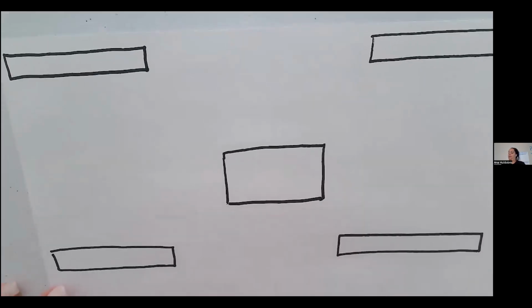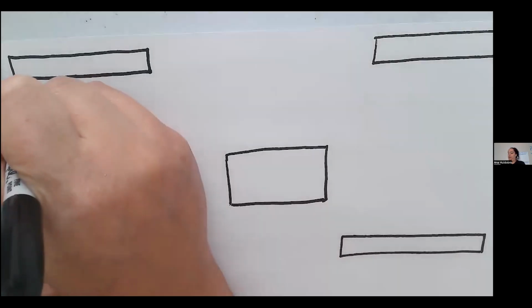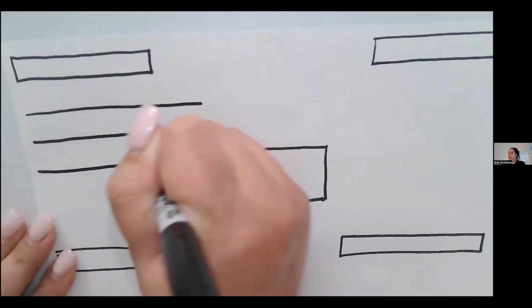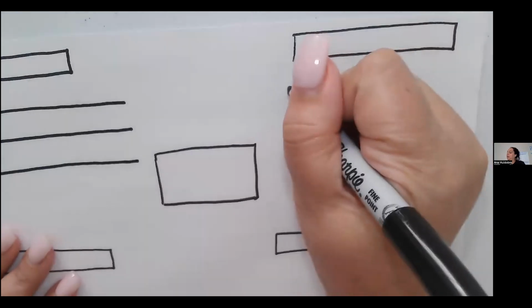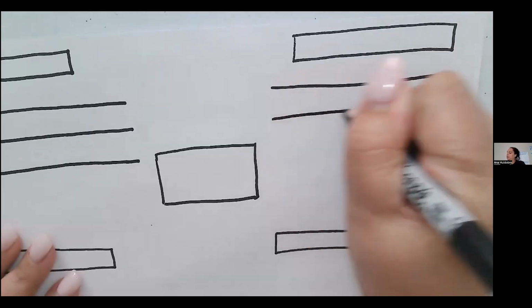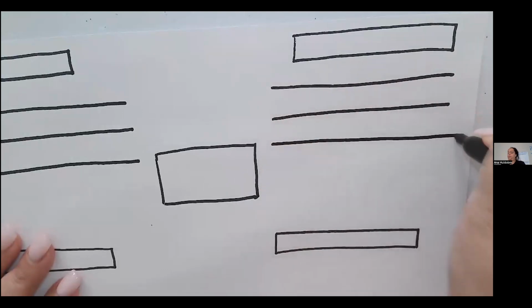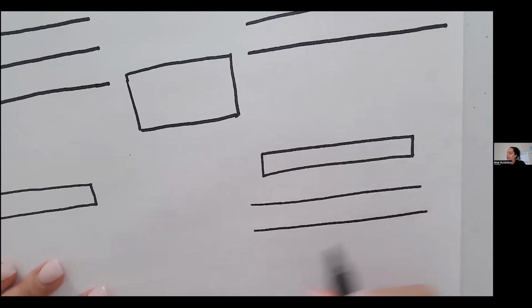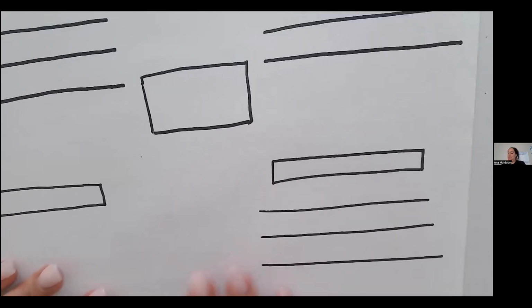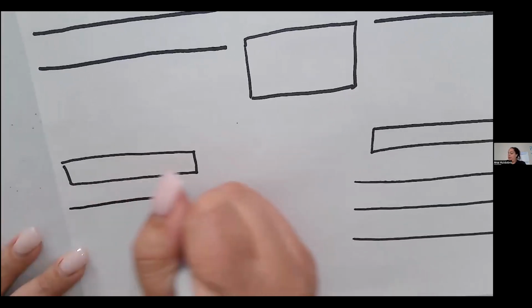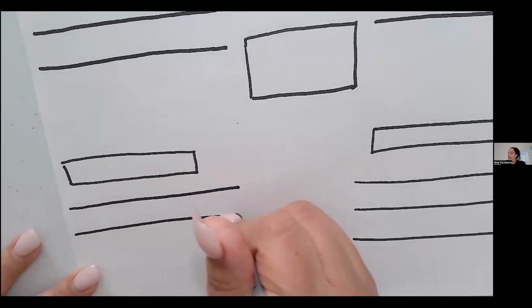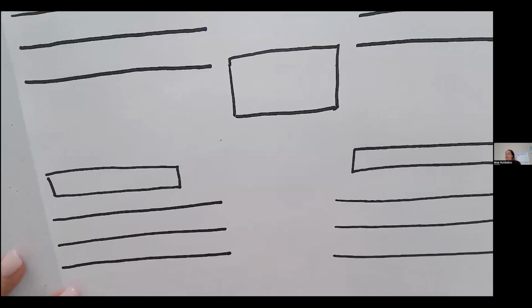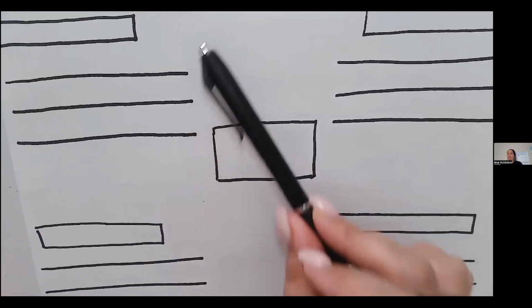All right, so we have the 5 rectangles, okay? And under each rectangle, I'm gonna draw 3 lines, 1, 2, 3. And as I'm doing this, I'm gonna remind you that this is not a beauty contest for who has the nicest graph. If yours is not pretty, it doesn't matter. What matters is that you can read it, that you can understand it, and that it helps you. So 3 lines under each rectangle.